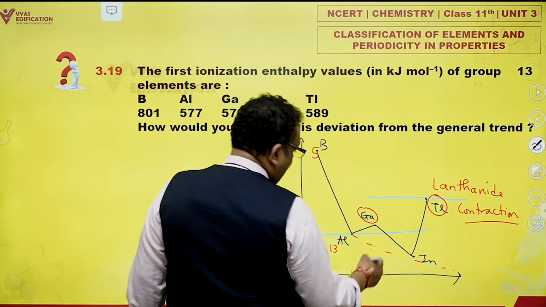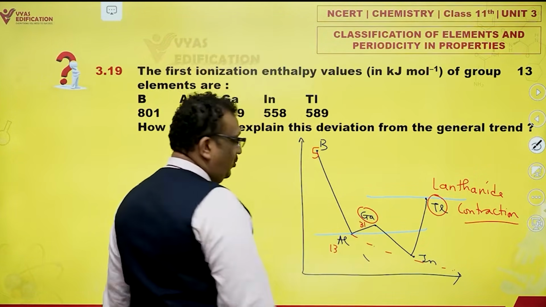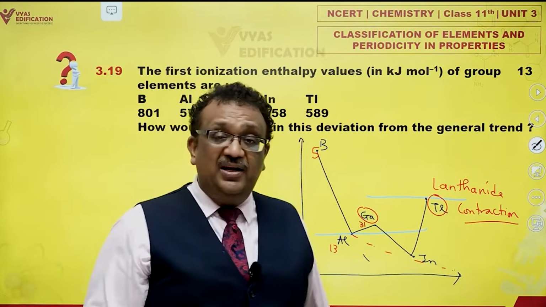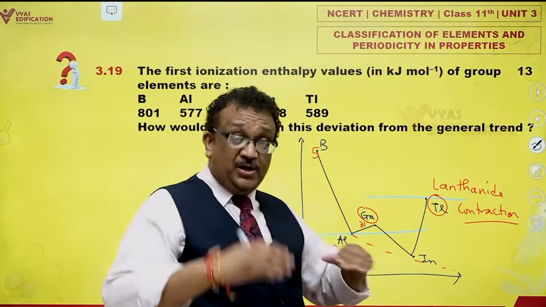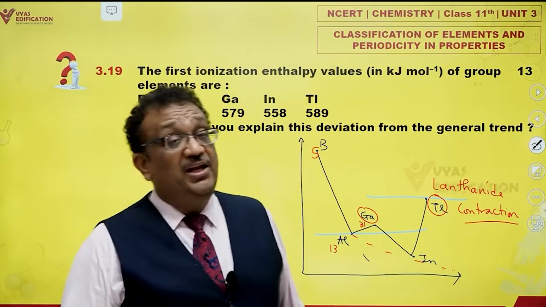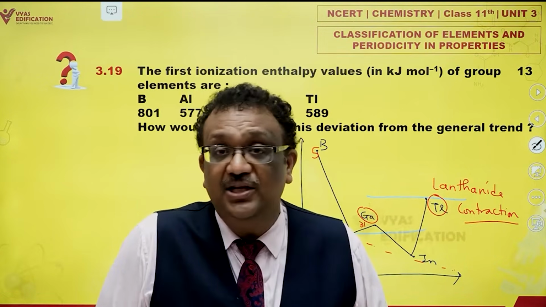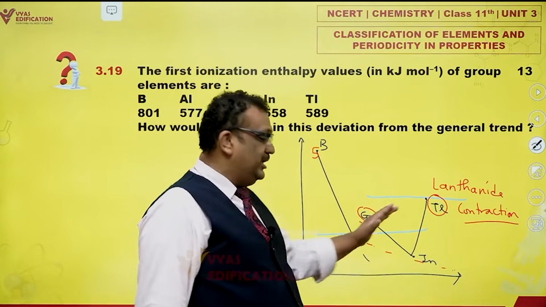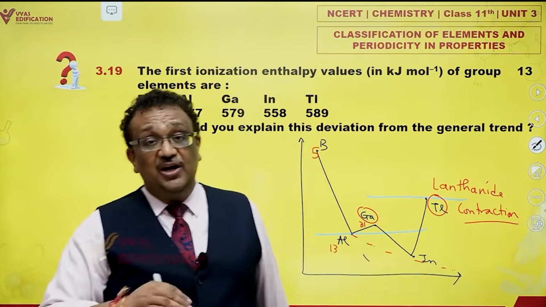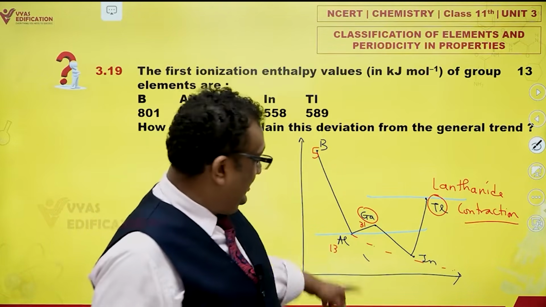From aluminium to gallium, gallium has atomic number 31. Only one extra shell is added, but atomic number or nuclear charge increases by not 8 but 18. There is a sudden jump from 8 to 18. So nuclear charge increases substantially.